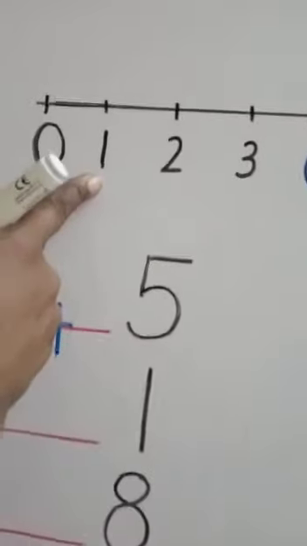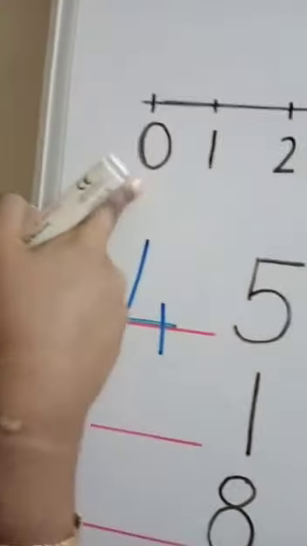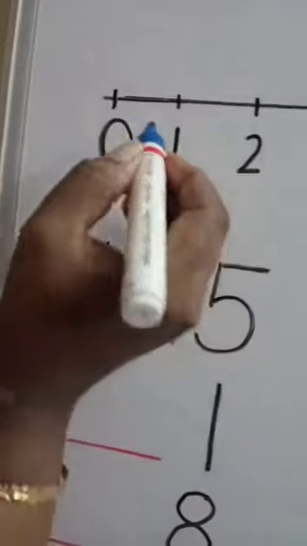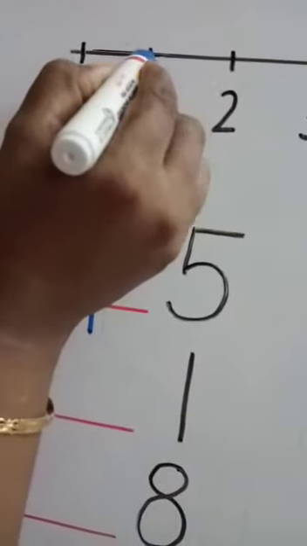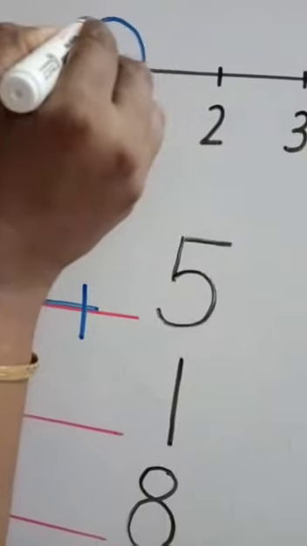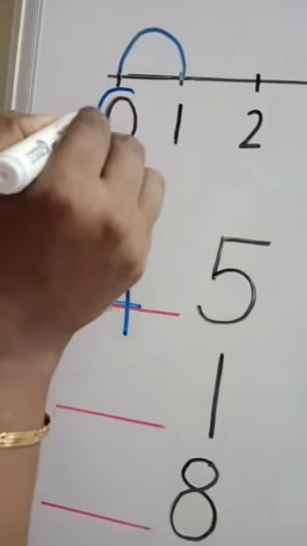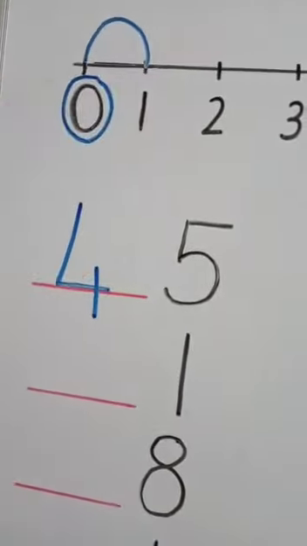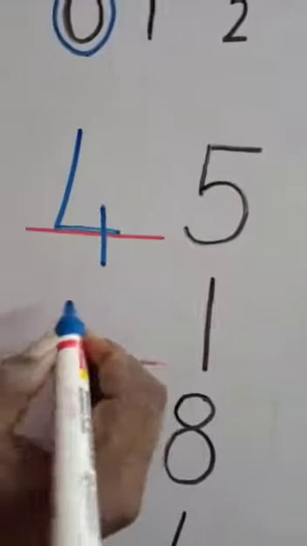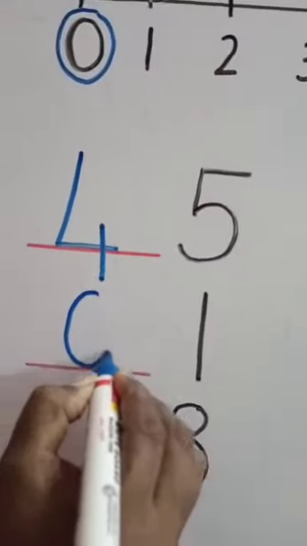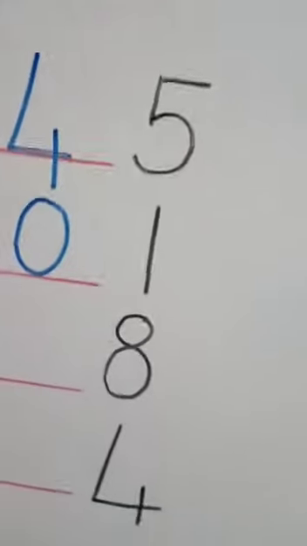So what number comes before number 1? Who is this? Number 0. Very good. So what I'll do? What comes before 1 is here. So who is this? Yes, this is our number 0. So I'll write 0 here.